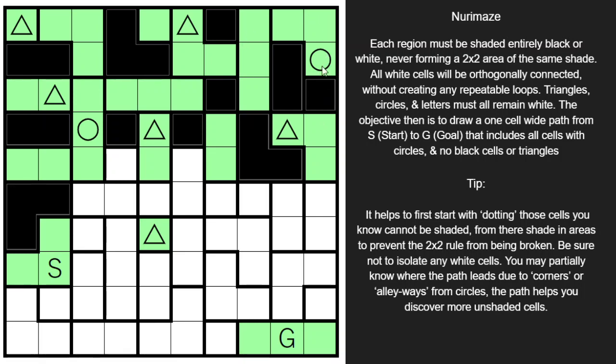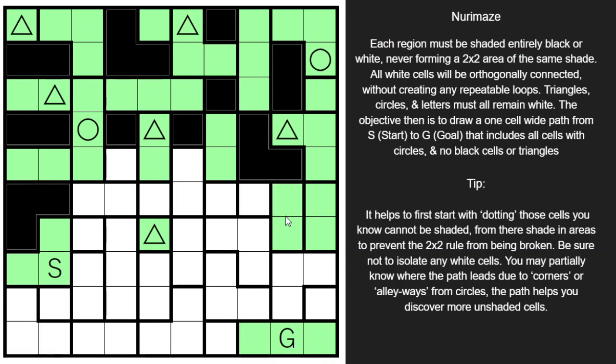You go through the circle, you'd hit a wall. So this has to be unshaded. Same thing here. This can't be black because that pathway would hit a dead end. So it has to escape out. And now we've created an area where we know this is going to be shaded.